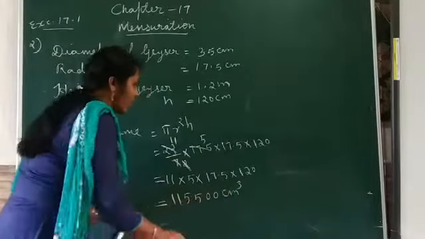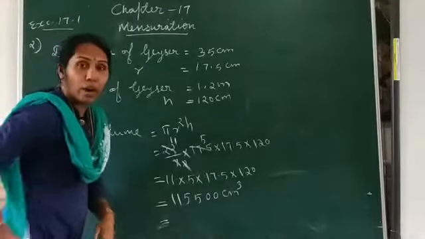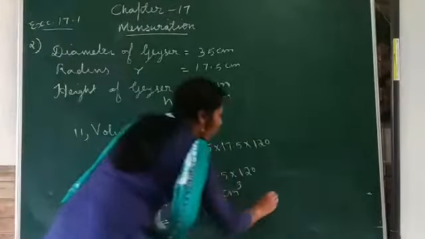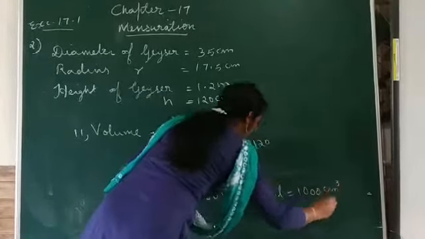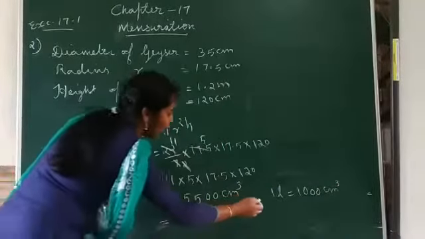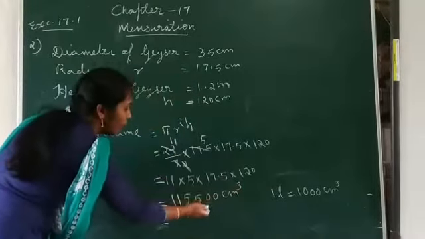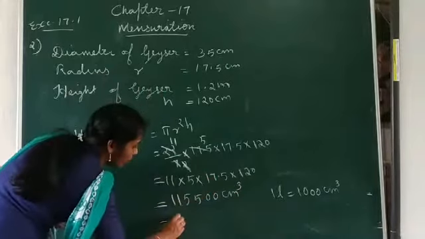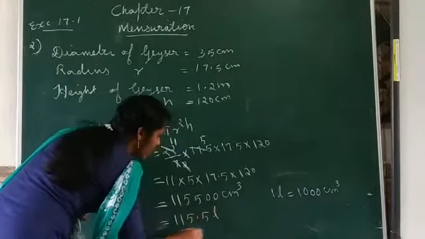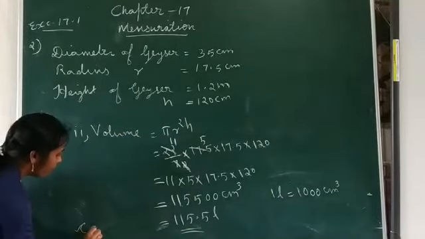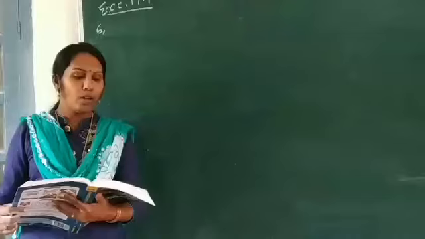1,15,500 centimeter cube. Now we know that 1 liter is equal to 1,000 centimeter cube. So in order to find out the quantity in liters, we have to divide centimeter cube by 1000. So we get 115.5 liters. This is the capacity of the vessel. Question number 6.